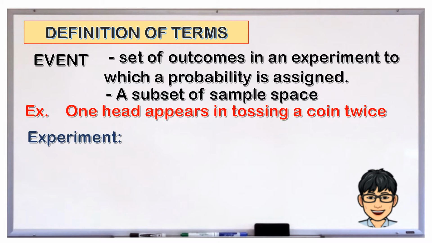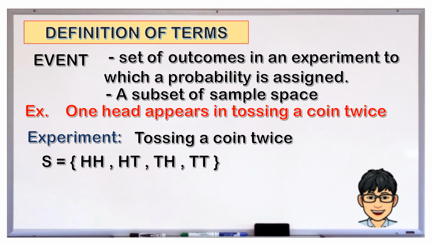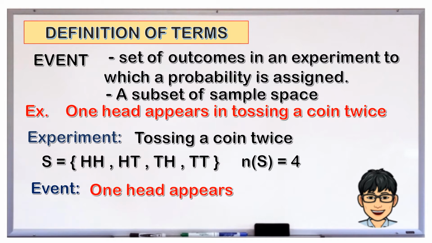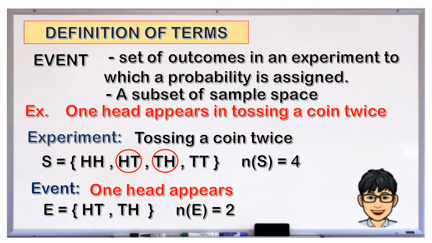Example, one head appears in tossing a coin twice. Ang experiment natin dito ay tossing a coin twice. Ang possible outcomes pag nag-toss tayo ng coin ng 2 beses ay maaring parehong head, head then tail, tail then head, or parehong tail. Makikita natin na may 4 elements ang ating sample space. Dahil ang event natin ay one head appears, ang posibleng outcomes nito ay head then tail, tail then head. Kaya ang elements ng ating event ay head tail, tail head, kung saan mayroong 2 elements.